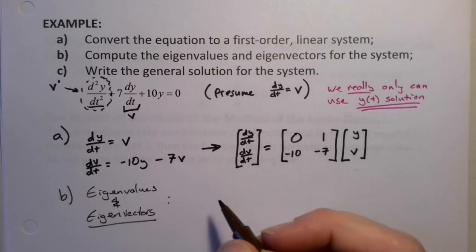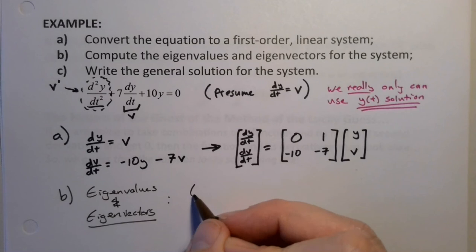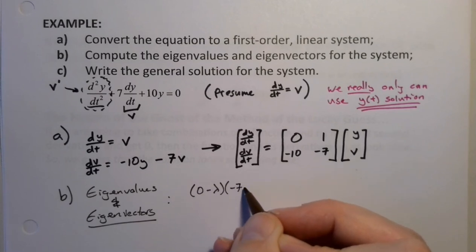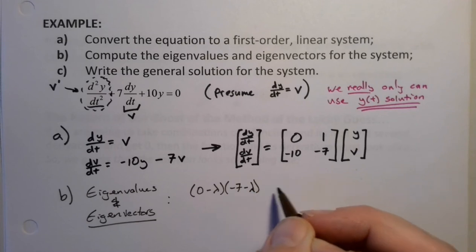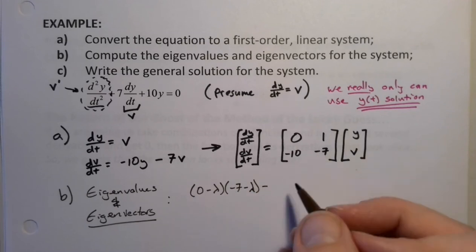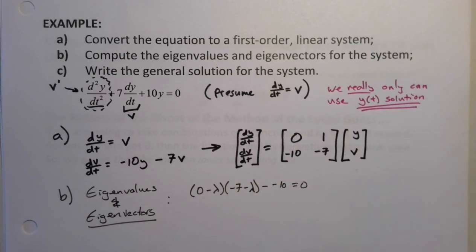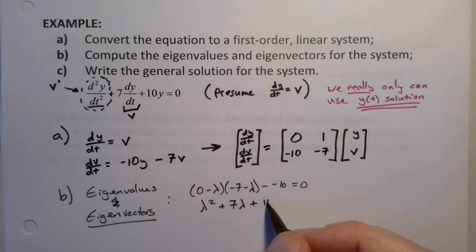And so for the eigenvalues and eigenvectors, I'm going to set up my equation. So it'll be (0 minus lambda) times (negative 7 minus lambda) minus negative 10 times 1. So minus a negative 10 equals 0. With a little bit of effort, we find that we have lambda squared, the middle term is going to be plus 7 lambda, and then our last term is plus 10.